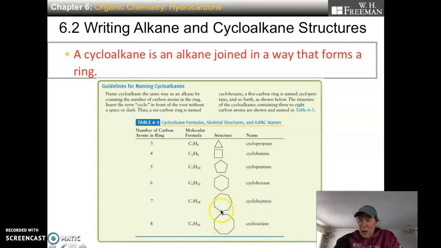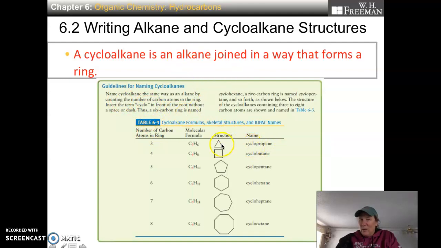Cycloheptane is a little weird to draw because you only got 7. And here's cyclooctane, which is a stop sign. But every corner is a carbon. So 1, 2, 3, 1, 2, 3, 4, and so on. So if they're in a ring, you just put the word cyclo in the front. You still use ANE on the end.